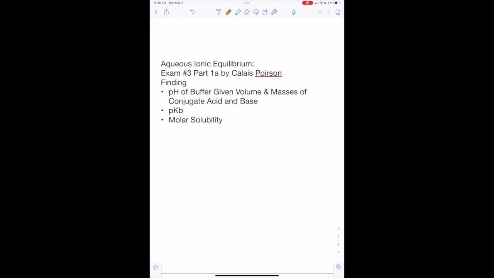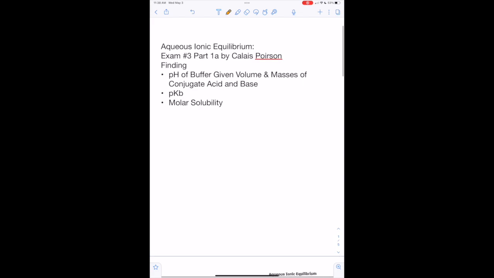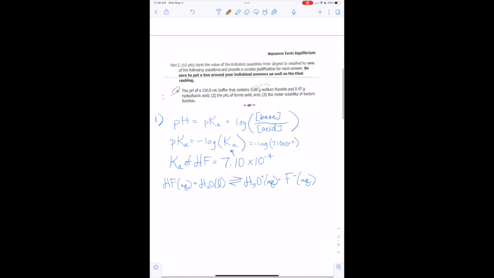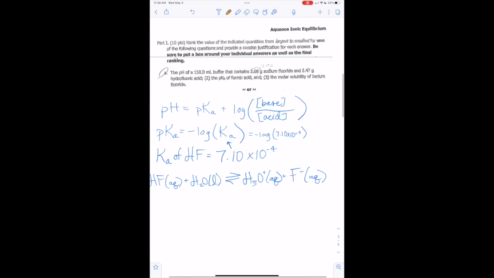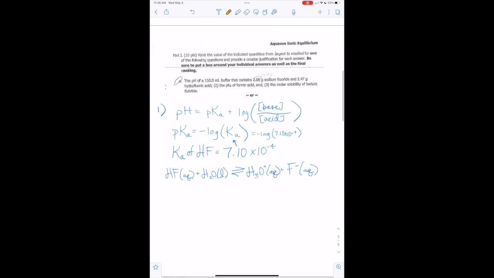So today we're going to be finding the pH of a buffer, given the volume and also the masses of the conjugate acid and base, and then we're also going to be finding pKb and molar solubility. So here's our problem. It's a rank from largest to smallest, so there's 3 different parts. The first one, I've got a couple equations written out. So we want to find the pH. We're given volume 150, we're given grams of sodium fluoride, and grams of hydrofluoric acid.